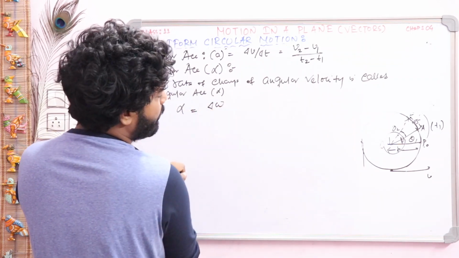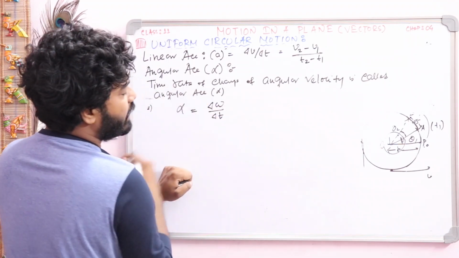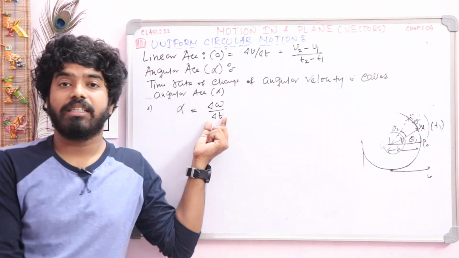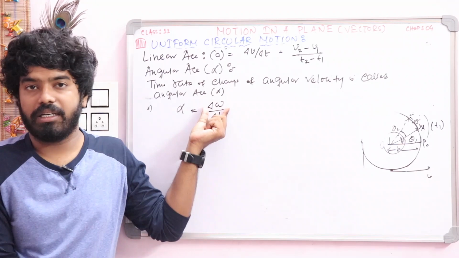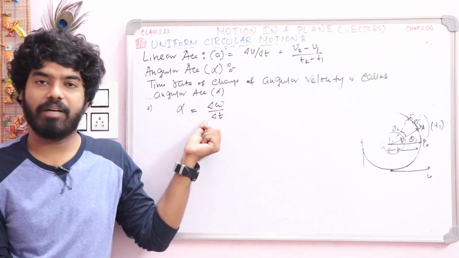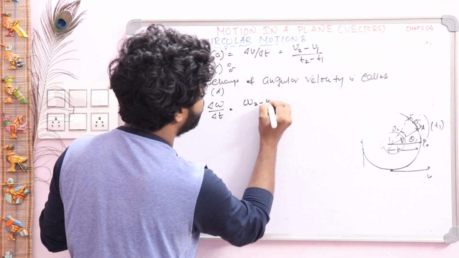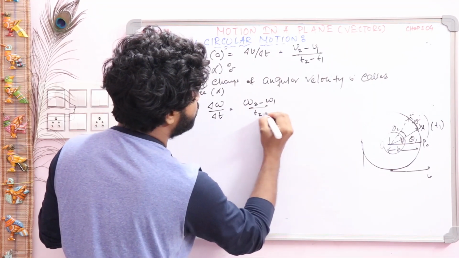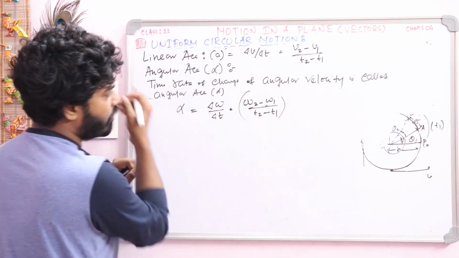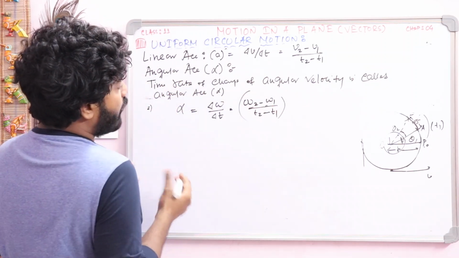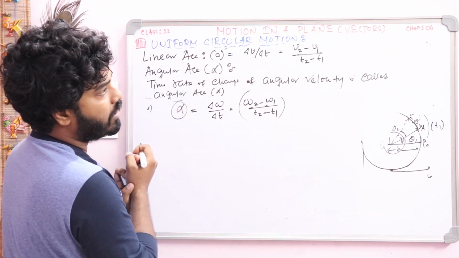So alpha is equal to the change of angular velocity divided by the time interval, suppose del t. In time interval del t, the particle changes its angular velocity by del omega. So alpha is equal to del omega by del t. That means you can write omega 2 minus omega 1 divided by t2 minus t1. So this is our formula. This formula is also important, students, for your numericals. This acceleration is also named average angular acceleration.